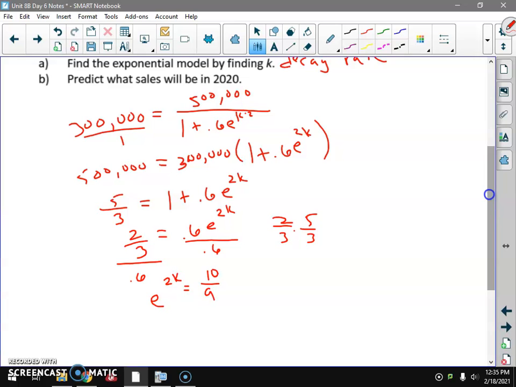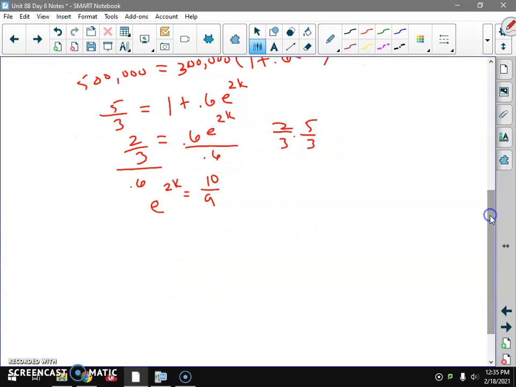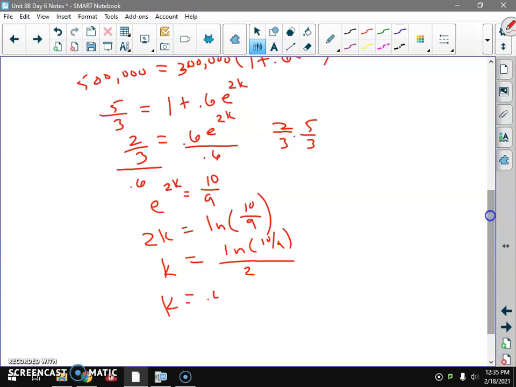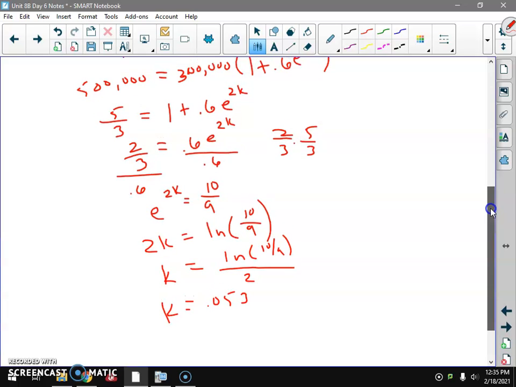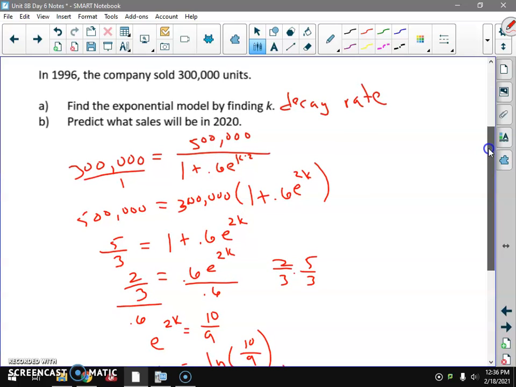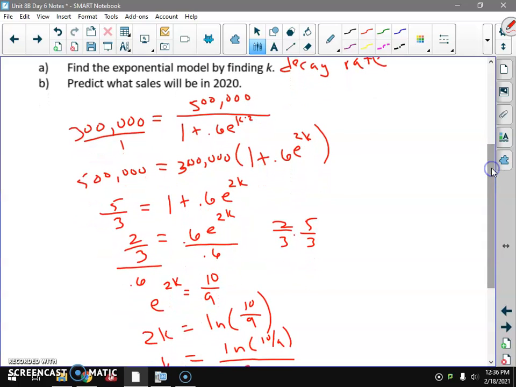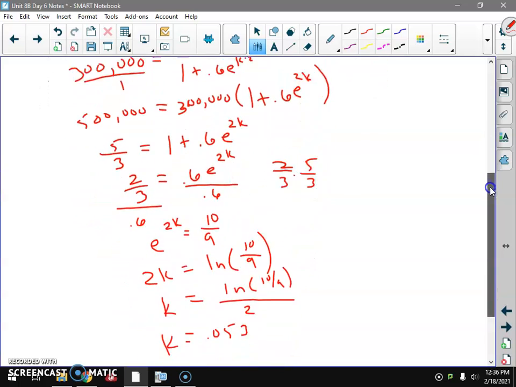And again, you could use your calculator. Let's take the ln of both sides. 2k equals, again, great question, haven't touched our calculator yet, ln of 10/9. K equals ln of that 10/9 divided by 2. K equals 0.053. There is our sales decay rate. Now, the reason why it's a positive number, it's decay, because it's in a denominator.